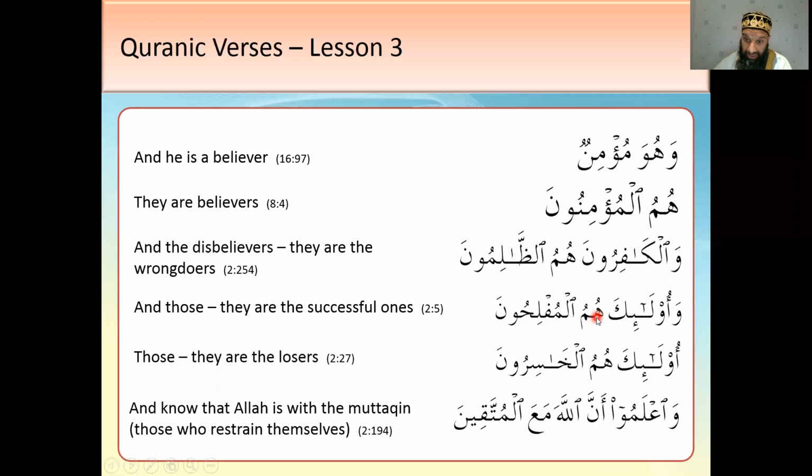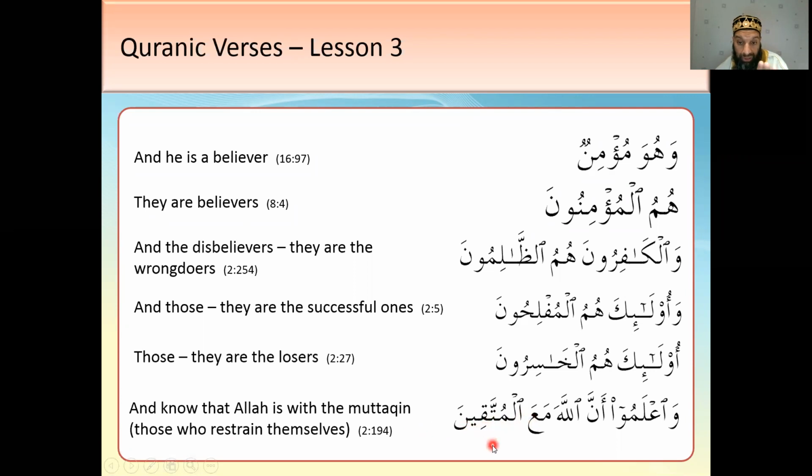Inna Allaha ma'a al-muttaqina. Indeed Allah is with those who have taqwa. Taqwa is in that word muttaqina. Those who have taqwa, Allah is with those. So look, it's plural, those who restrain themselves. It's not talking about the single person, it's not talking about dual. God conscious people, yeah?